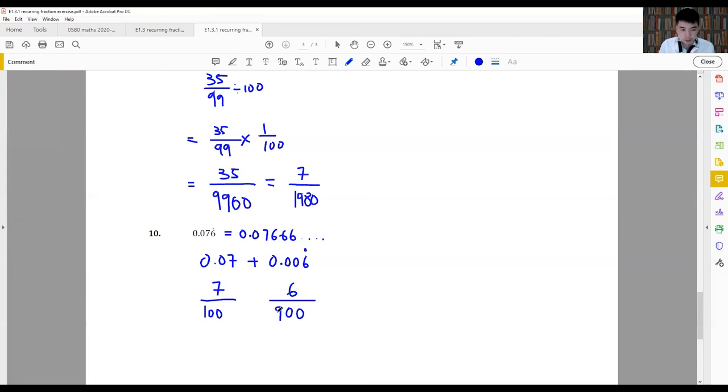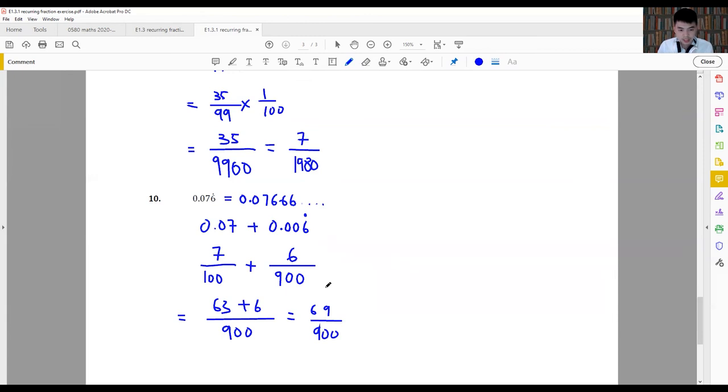Okay, 6 over 900. Now, adding both of them together, you're supposed to get 63 plus 6 over 900, which will give you 69 over 900. Okay, 69 over 900. Type that into your calculator. It would actually give you the simplest fraction as 23 over 300. And that will be one of the easiest methods for you to do recurring fractions.